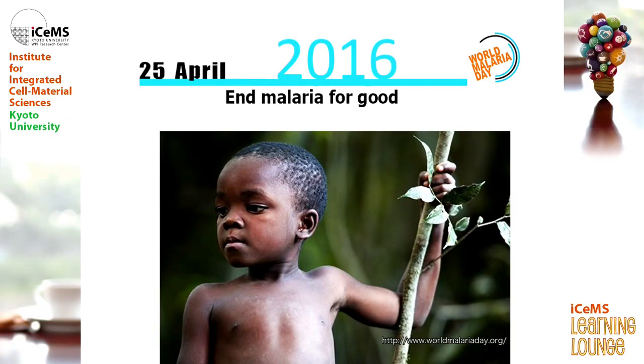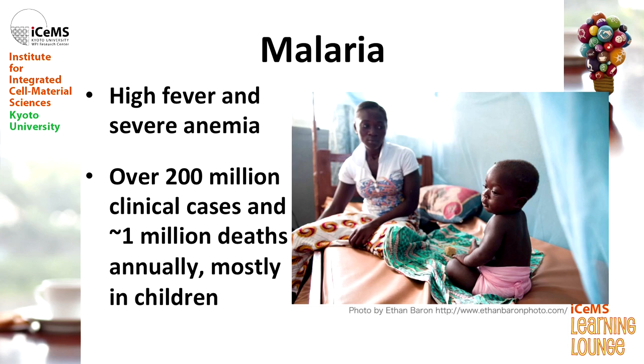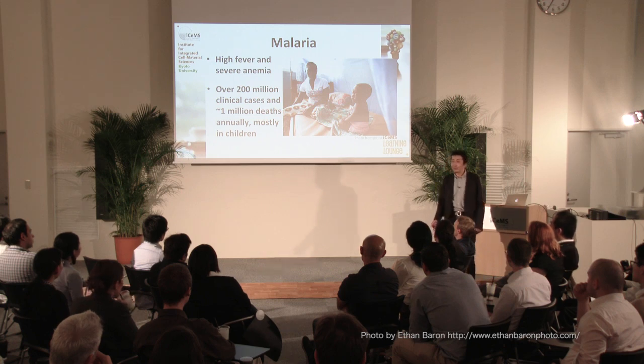Today I want to talk about our research on malaria. Two days ago we had World Malaria Day, so you may have heard about malaria. Well, I want to explain malaria anyway. Malaria causes high fever and severe anemia, and over 200 million clinical cases and around 1 million deaths annually, mostly in children. By the way, do you know what causes malaria?